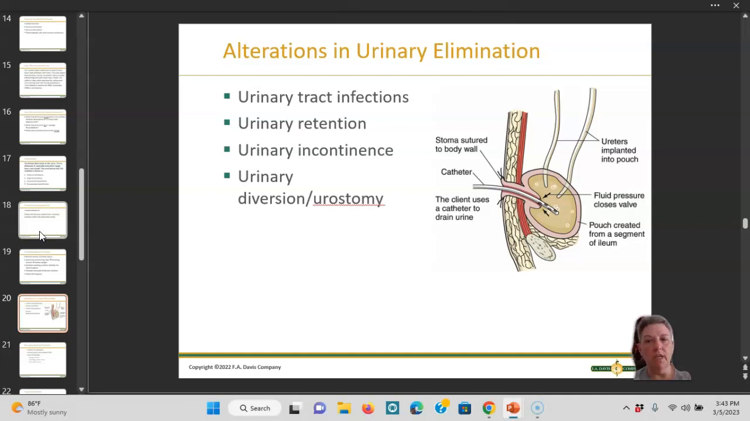Urinary incontinence, usually an older person losing bladder wall functioning. What do we do for that? Kegels.